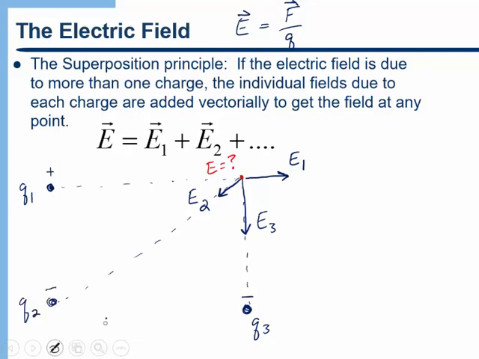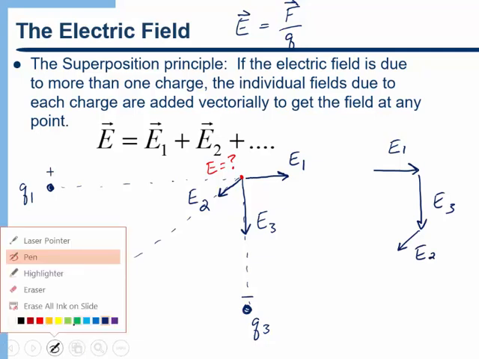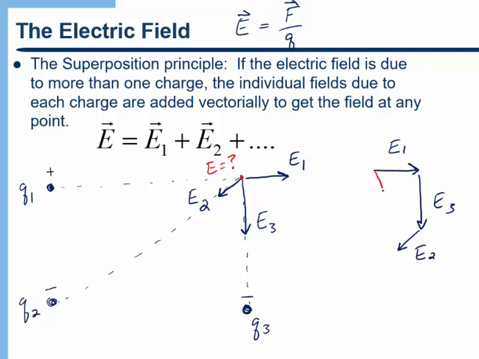Well, it's just vector addition again. I would take E1, add E3, then add E2, and my resultant electric field at that point in space would simply be that vector. So that's what we mean when we say that electric fields obey the superposition principle. They simply add vectorially, just as you would think they would.